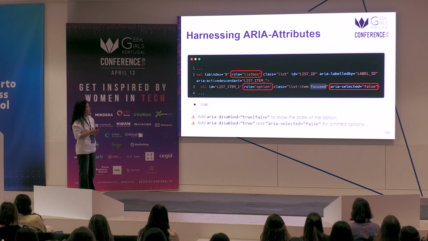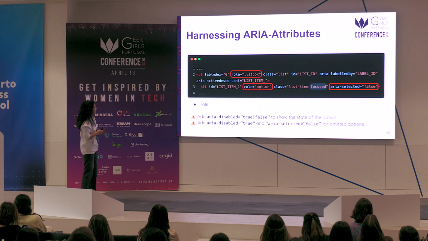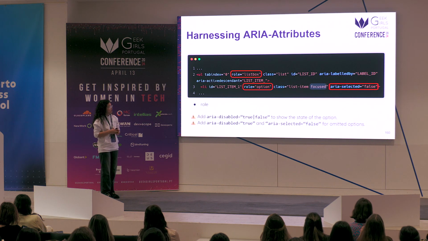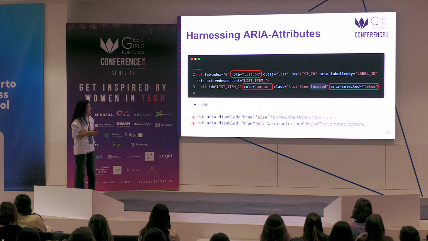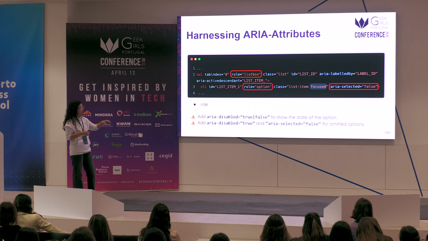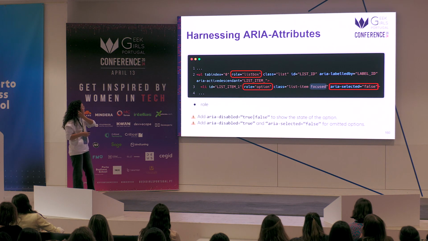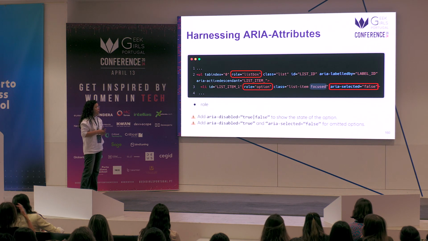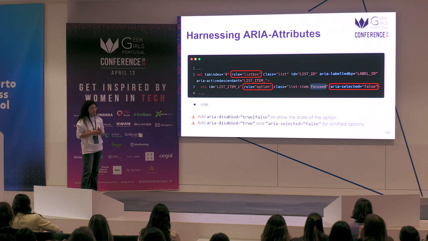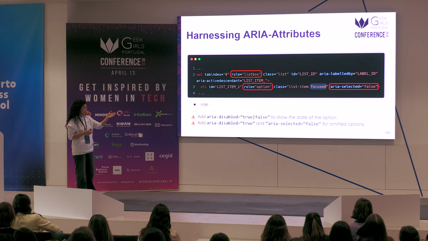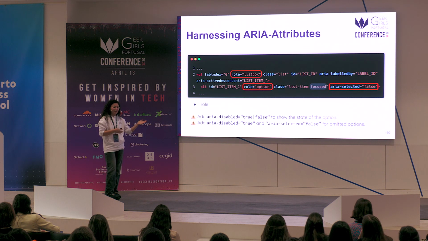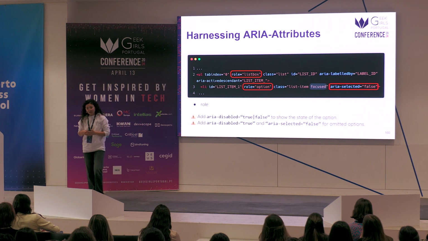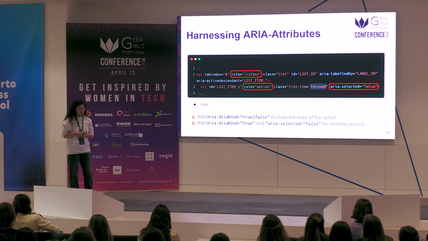And roles. I'm adding here role listbox to indicate that the user can select items from a list of options. Therefore, I'm also adding a role option for each item. And now that these items are interactable and you can select them, I'm also adding an attribute called aria-selected. If it's false, it's not selected; if it's true, then it's selected.